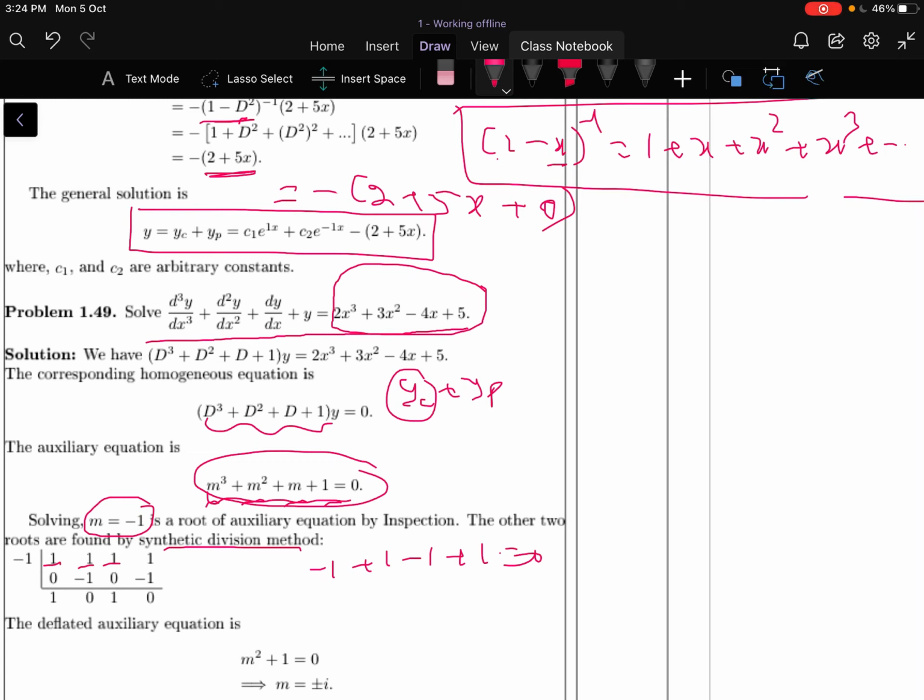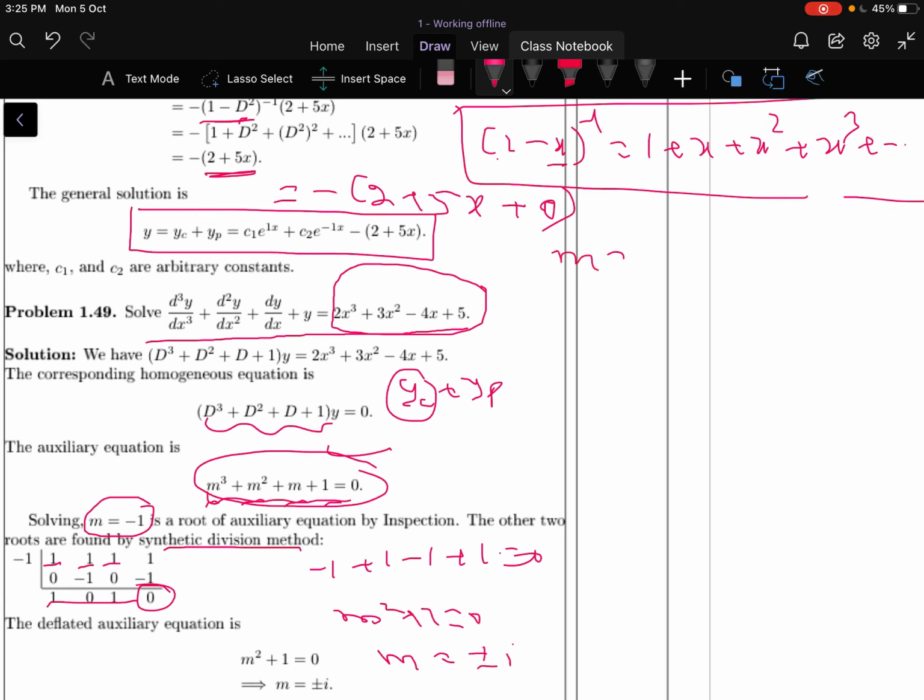Let us put 0 and add up: 1 plus 0 is 1, minus 1 into 1 is minus 1, add up 0, minus 1 into 0 is 0, 1 plus 0 is 1, minus 1 into 1 is minus 1, that is always, this should be 0. So the earlier equation was a third degree equation, now we can reduce it to a second degree equation, that is m square plus 1 is equal to 0, m is equal to plus or minus i.